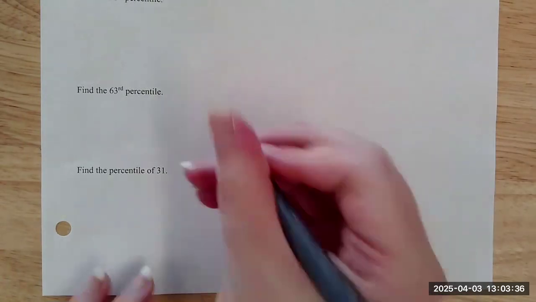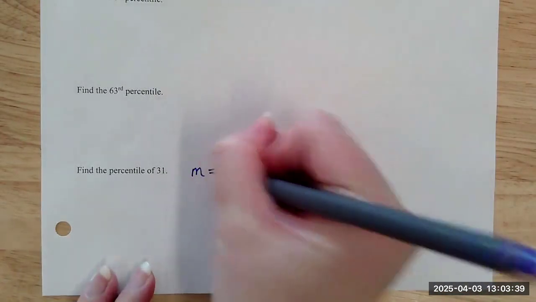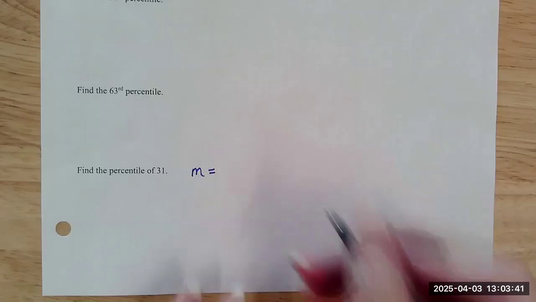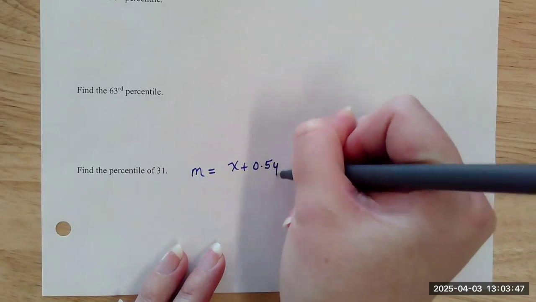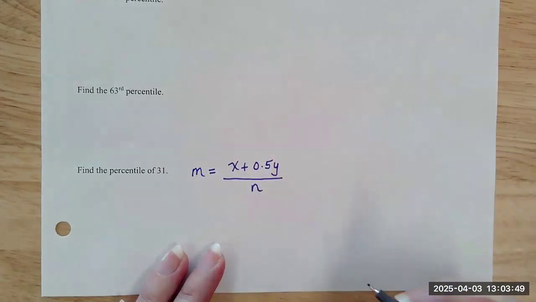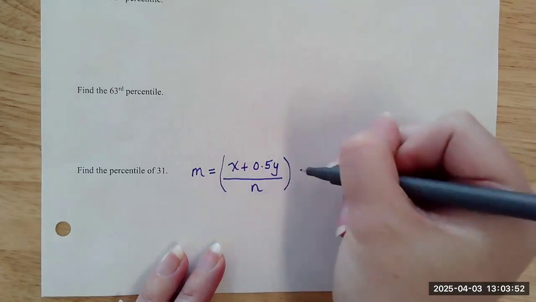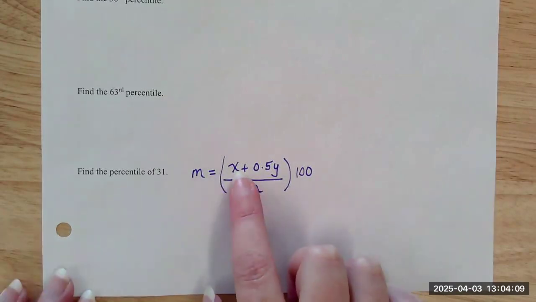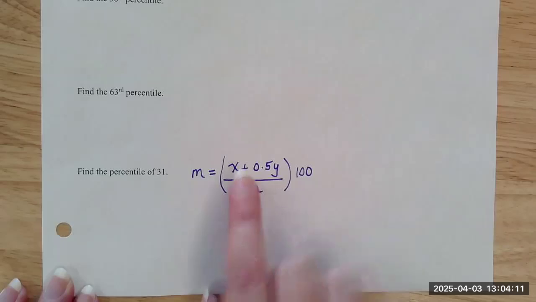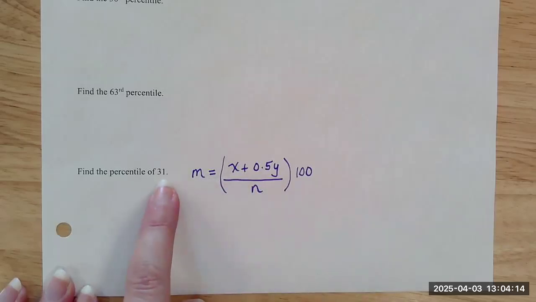We've got m is equal to x plus 0.5 times y divided by n. I'm going to put that whole thing in parentheses and we're going to multiply by 100 when we're done with it. That's not too hard. Multiplying by 100 is just moving a decimal point over 2 places. Now, in this case, the x is the number of data values that are below 31 on the list.